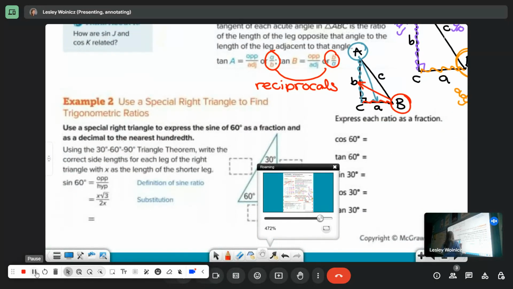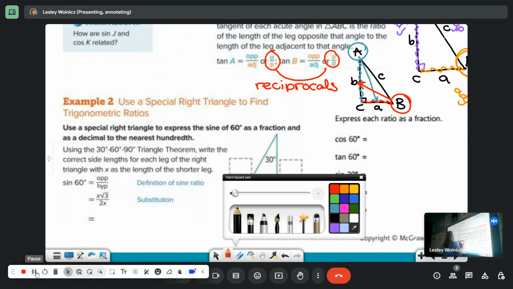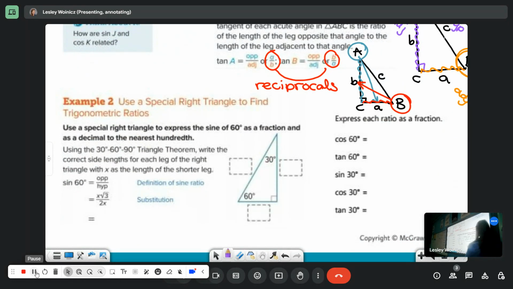I apologize for where the hole landed on this problem. You have a hole punch hole right here, right? It's supposed to be sine. Would you just try to squeeze that in up above the hole the best you can? So this example requires us to use a special right triangle to find our trigonometric ratios. So we're just going to use the pattern.